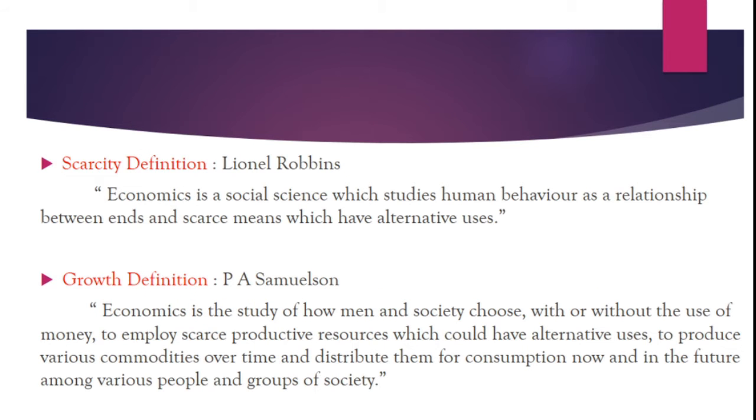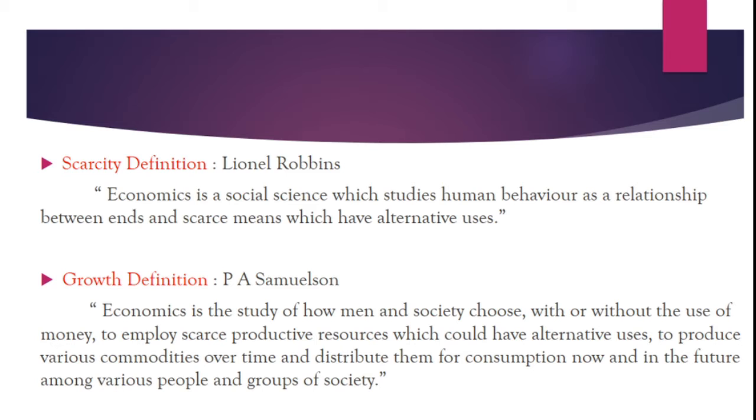And the next definition was given by Lionel Robbins, the very famous definition of economics and a very useful one. That is, economics is a social science which studies human behavior as a relationship between ends and scarce means which have alternative uses. So here we understand the fact that all the resources are scarce and we have to allocate these resources in such a way as to satisfy our wants so that the resources are used properly. So that is what we discuss in the scarcity definition.